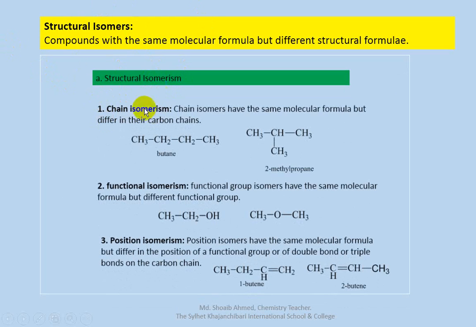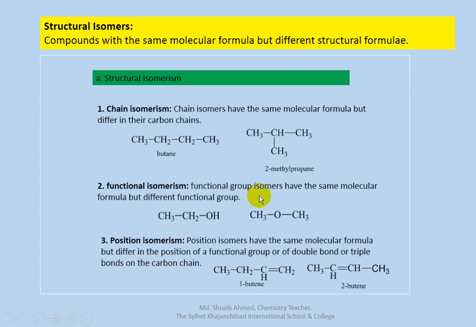Chain isomerism. Chain isomers have the same molecular formula but differ in their carbon chains. This is a straight normal chain. This is a branched chain. You can check, the molecular formula is the same but the structural formula is different. Butane and 2-methylpropane are chain isomers of each other.